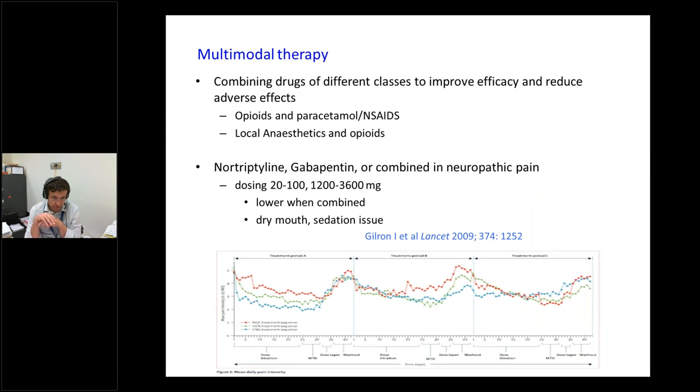Multimodal therapy refers to using smaller doses of two drugs and combining their mechanisms to get a better outcome. And in general, a low dose of a tricyclic with a gabapentin, which is flexible, would be our treatment of choice for someone with neuropathic pain, particularly central neuropathic pain.